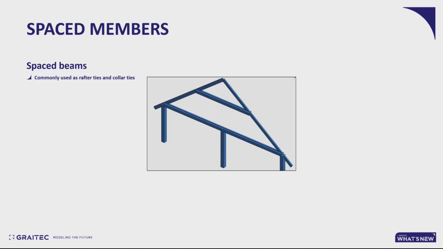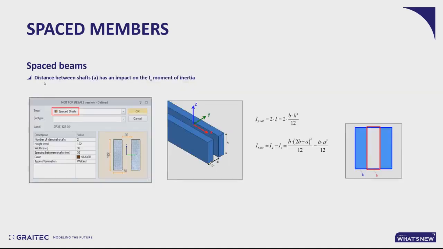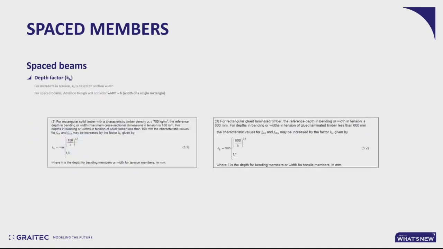When it comes to space beams, they are commonly used as rafter ties and collar ties. And for the design, we've made adjustments to the various parameters, starting with the moment of inertia, because as we've seen before, there is one bending plane where the spacing between shafts will have an impact. We've made similar adjustments to the depth factor, KH, especially when used in tension verification, because there H is replaced by B, and in this case we're considering the width of a single rectangle.